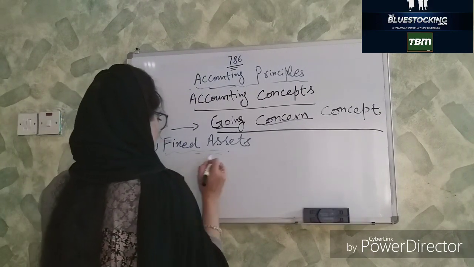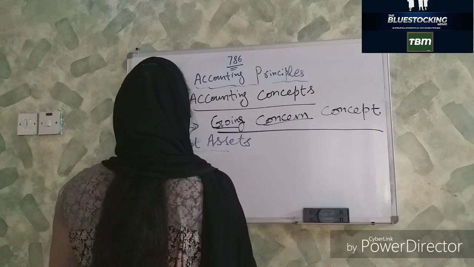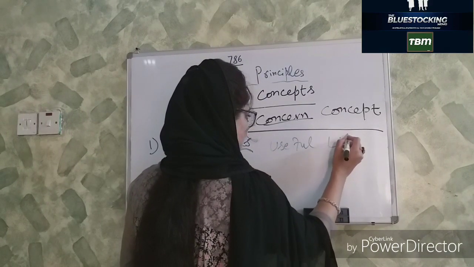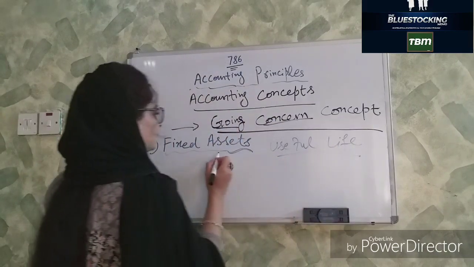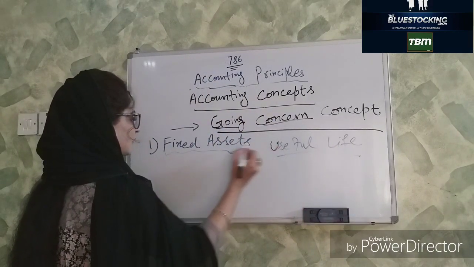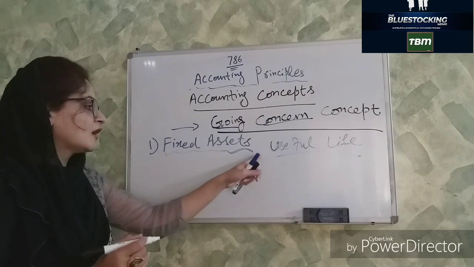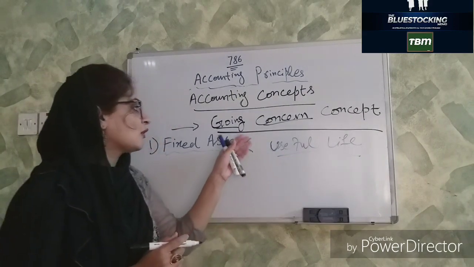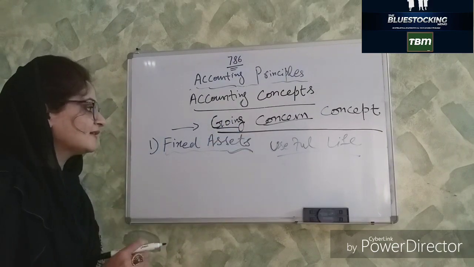Secondly, what we do with the fixed assets, the second aspect of fixed assets, is recording the fixed assets as per their useful life. This is also under the head of the going concern concept.